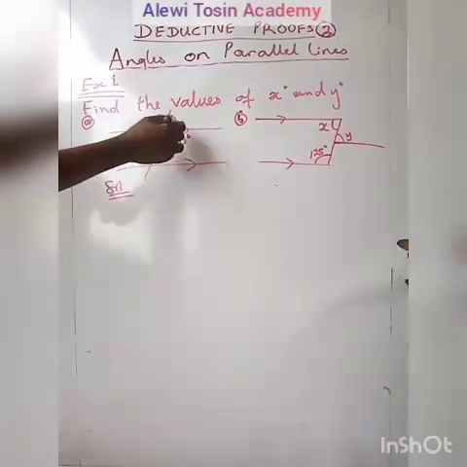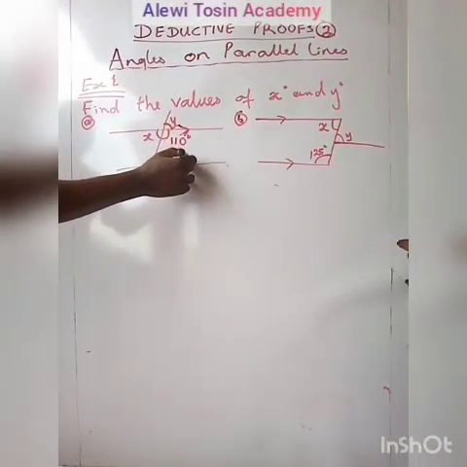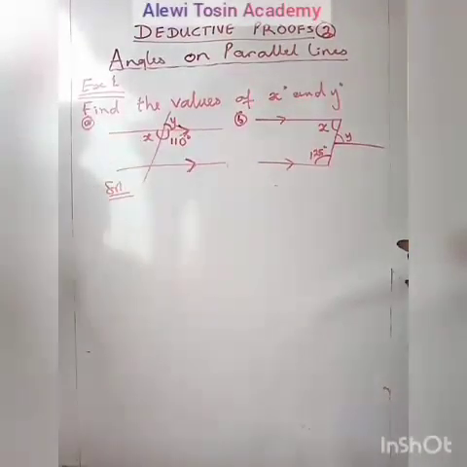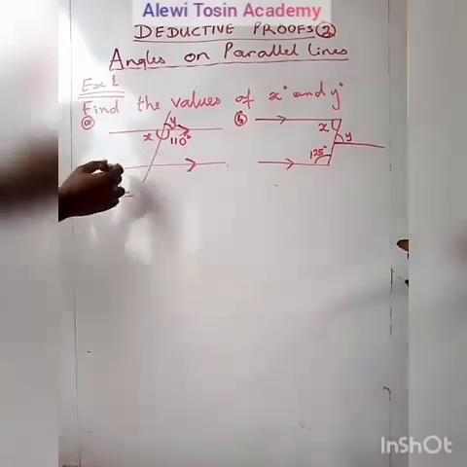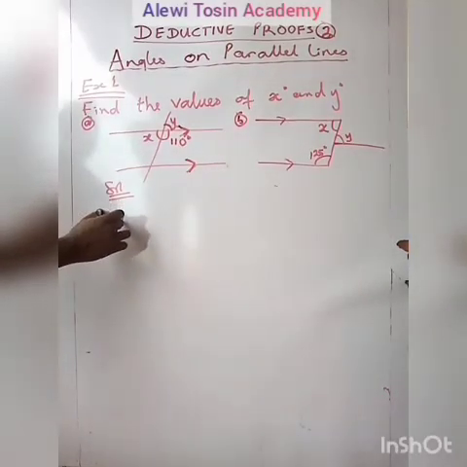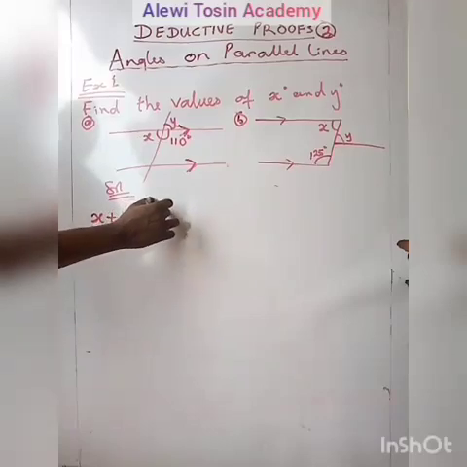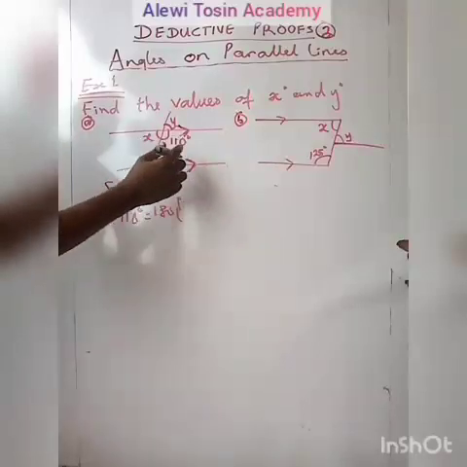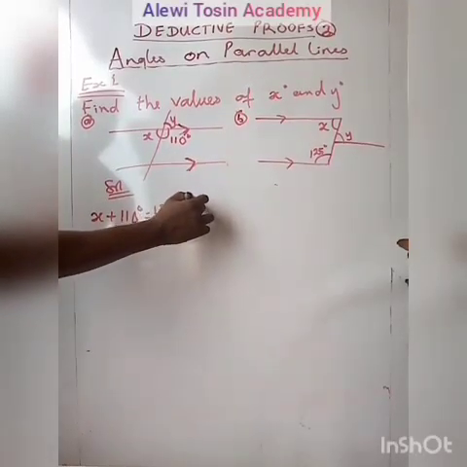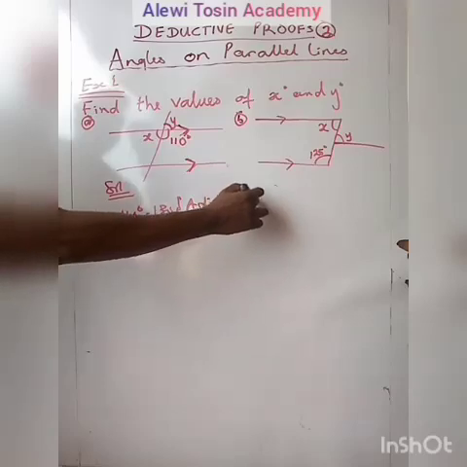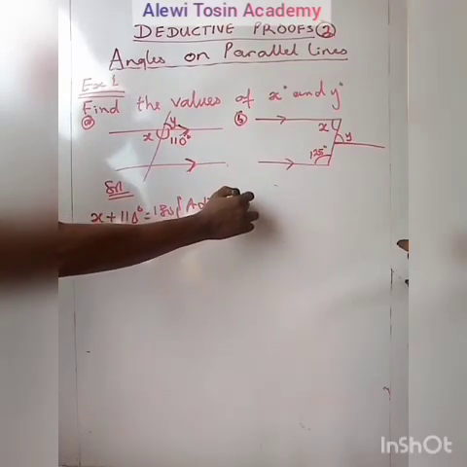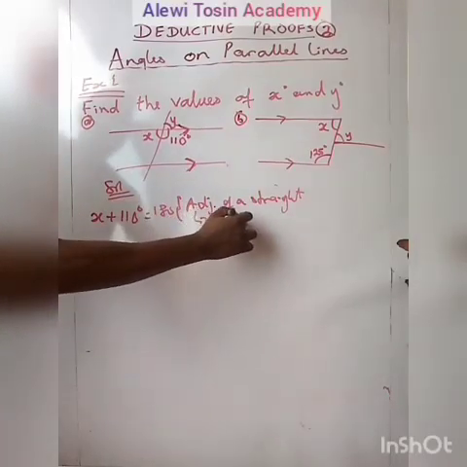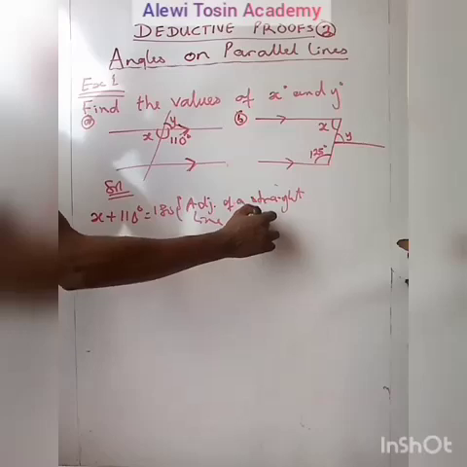Considering this diagram, firstly, this shows that these lines are parallel to each other. And so when they are parallel to each other, this is seen as a straight line. So firstly, we can say that x plus 110 degrees is equal to 180. Reason: they are adjacent angles of a straight line, and adjacent angles on a straight line are supplementary.